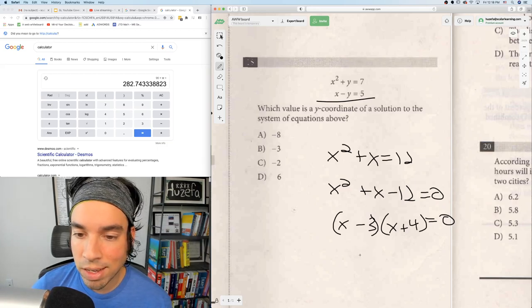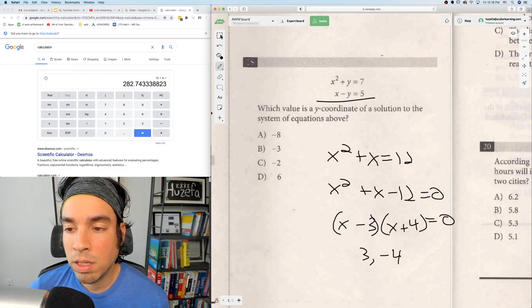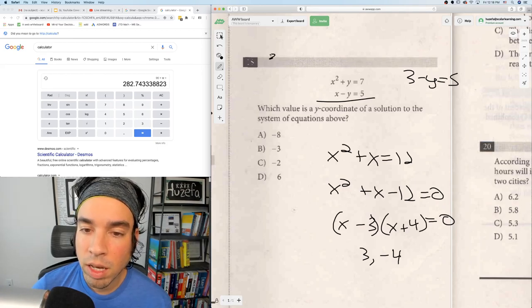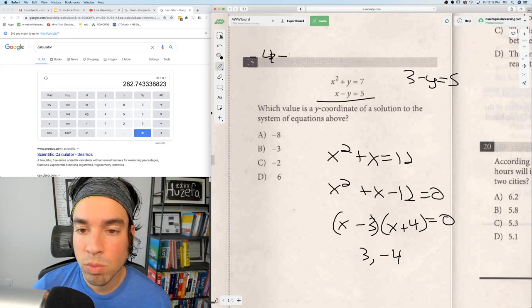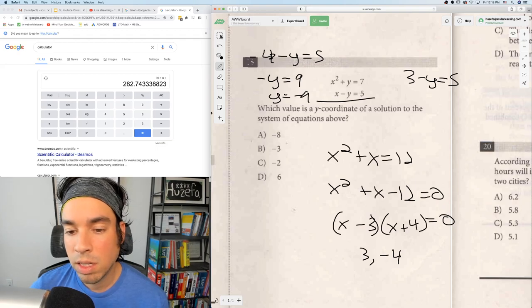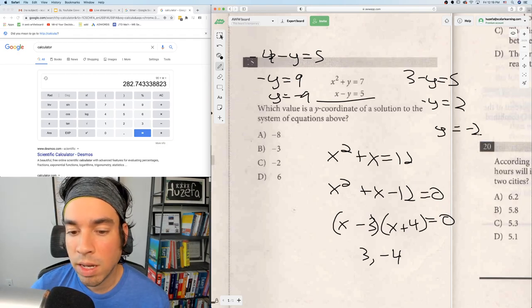So the x values are 3 and negative 4, which means the y values are 3 minus y equals 5, and negative 4 minus y equals 5. So this one would be negative y equals 9, or y equals negative 9. That's not there. This one would be negative y equals 2, or y equals negative 2.